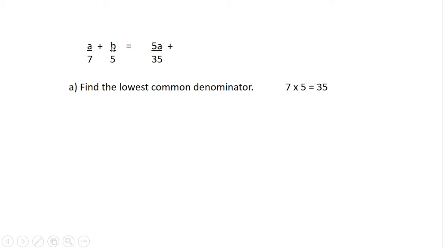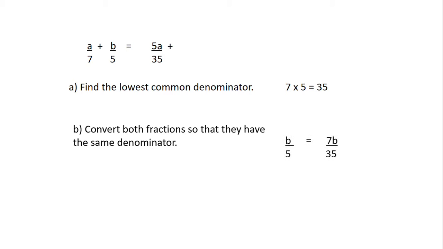Then we're looking at b over 5. Remember, our lowest common denominator is going to be 35. So we need to look at that fraction, b over 5. We need to multiply both sides by 7. And b over 5 is equal to 7b over 35. So that's the next step.